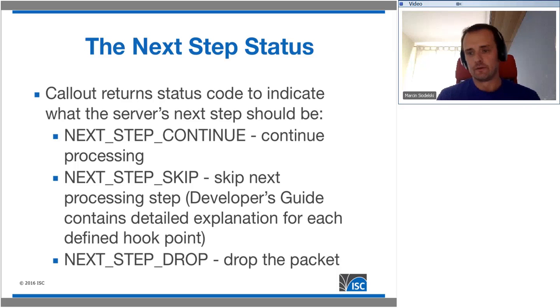Finally, the most recently added one is next step drop, which gives the ability for the callout to indicate that the packet should be dropped. So if you imagine the hook library that implements some filtering of packets, the callout could force the server to completely drop the packet being processed.